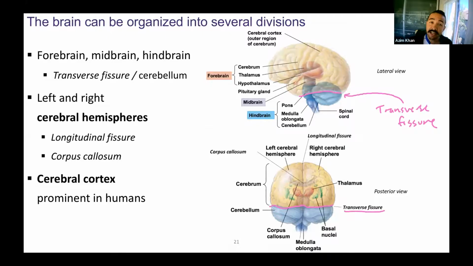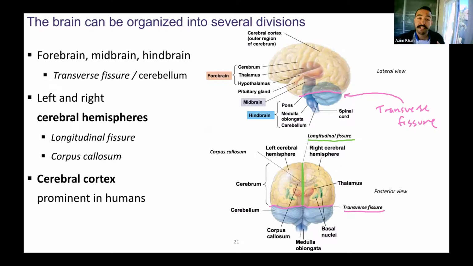Another way that we can divide up the brain is by left and right hemispheres. The hemispheres, the sides of the brain, are connected, but there's that big split. The big split down the middle, that's the longitudinal fissure. So we have the longitudinal fissure running this way. We have the transverse fissure running horizontally this way.